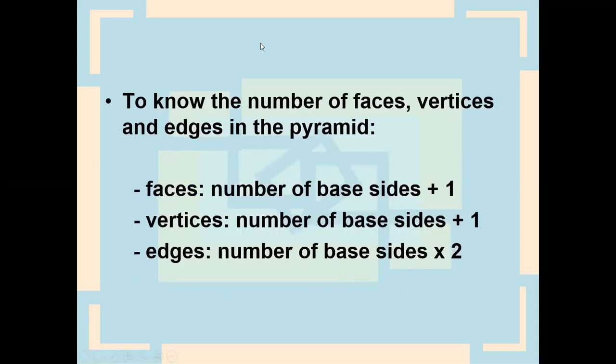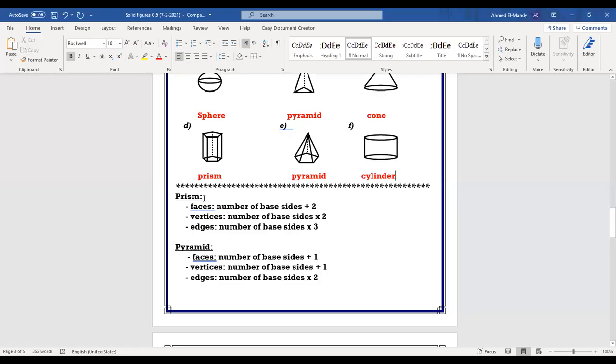We return back to our sheet. In the prism, find the number of faces: number of base sides plus 2. Vertices: number of base sides multiply 2. Edges: number of base sides multiply by 3. In the pyramid, to find the number of faces, number of base sides plus 1. Vertices, number of base sides plus 1. And edges, number of base sides multiply by 2.